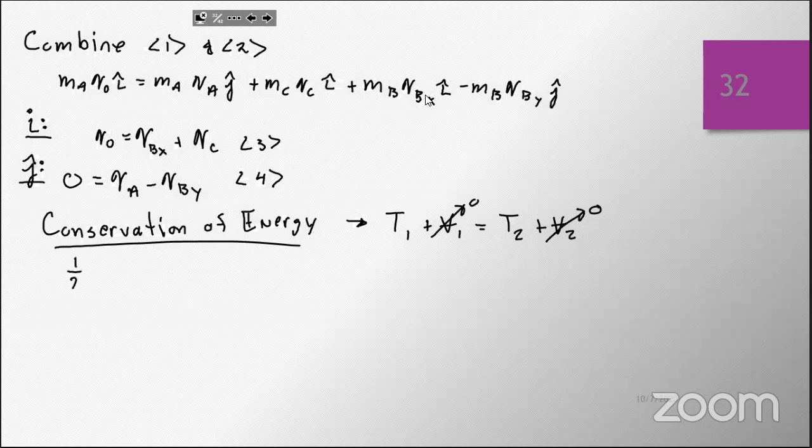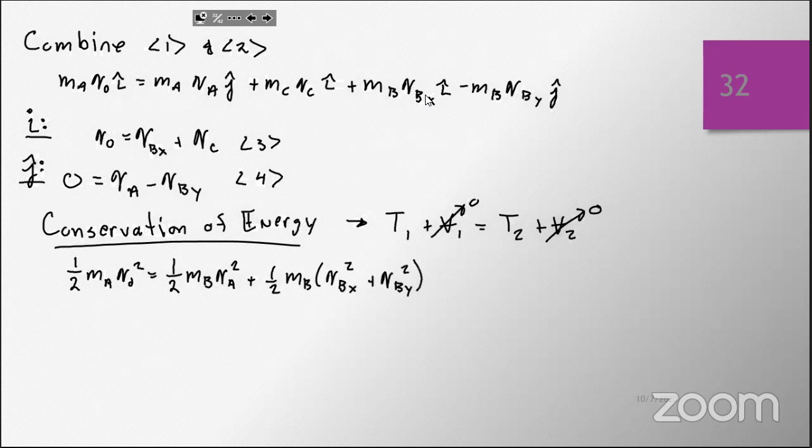In that case, I've got 1/2 MA V naught squared is equal to 1/2 MB VA squared plus 1/2 MB times VB X squared plus VB Y squared plus 1/2 MC VC squared. I'll call this equation 5. Still need one more.